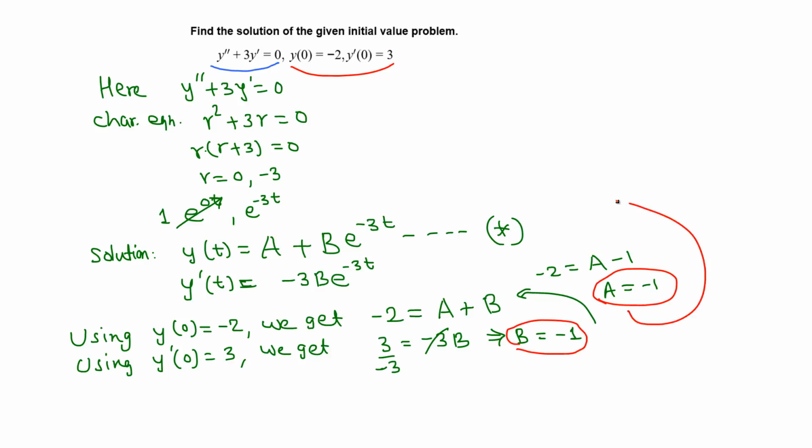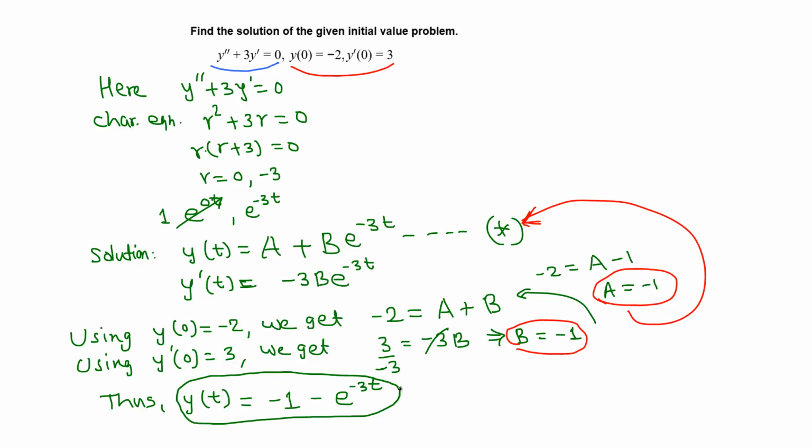So we substitute back here and find the final answer. Thus y is given by a, which is negative 1, plus b, which is also negative 1, so negative 1 times e raised to negative 3t. Okay, that's the final answer.